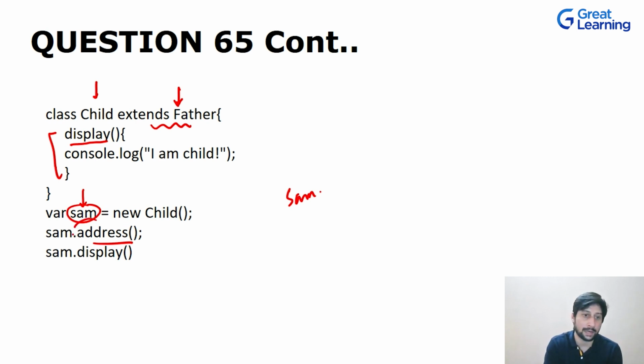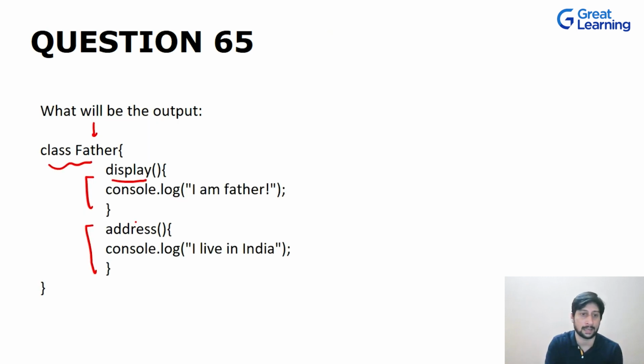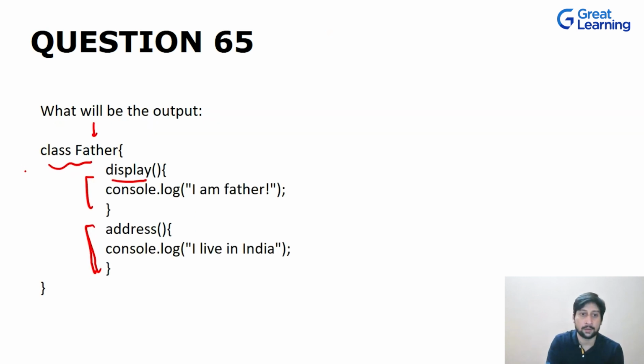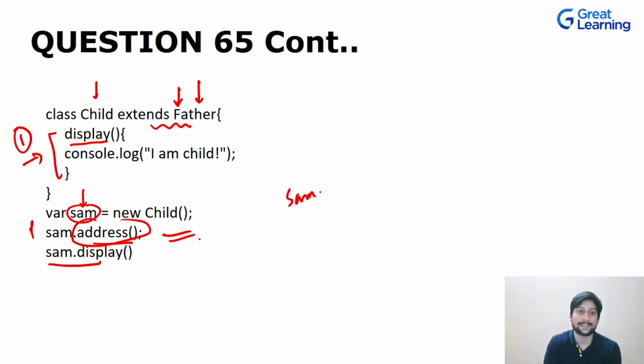And it looks for the address method, which is present in the parent class. So address can be called. Why? Because we are extending the father class over here, right? Now the address will be called from the parent class. Now what happens when we call sam.display? Would it go for this implementation or this implementation? That is implementation 2. This is implementation 1. Obviously it will go for the first implementation. Why? Because we are using the concept of method overriding over here, which is also known as runtime polymorphism.